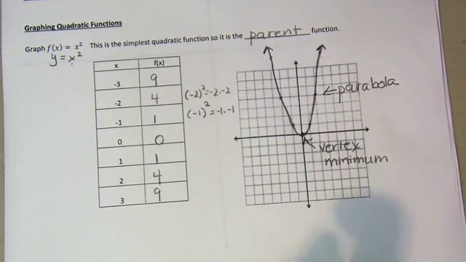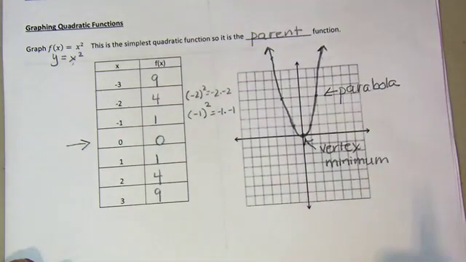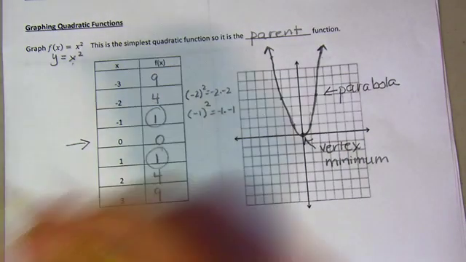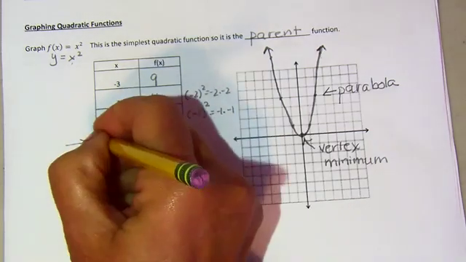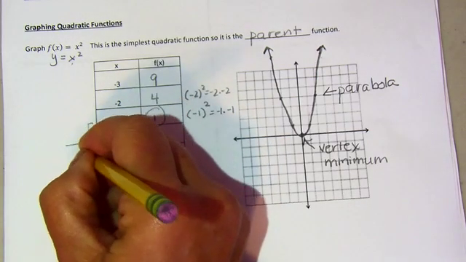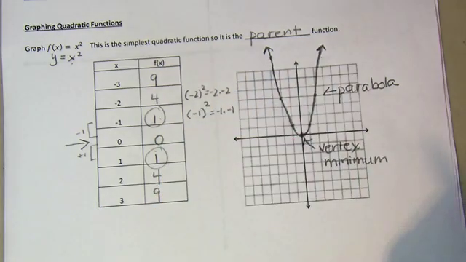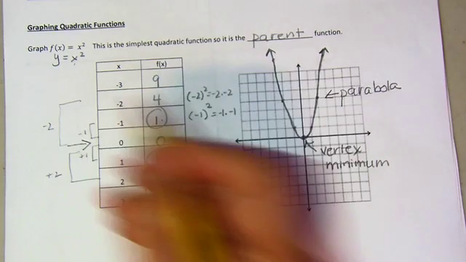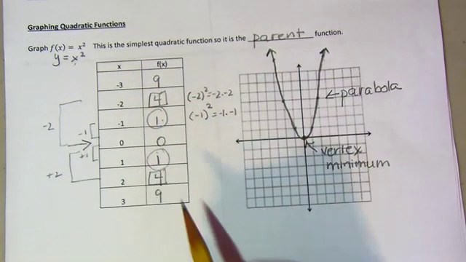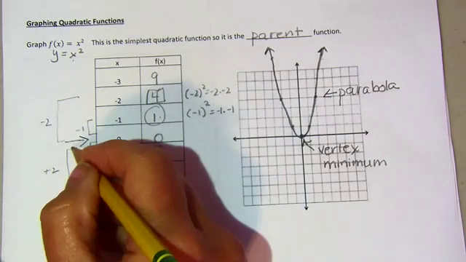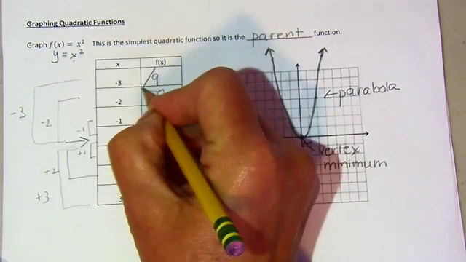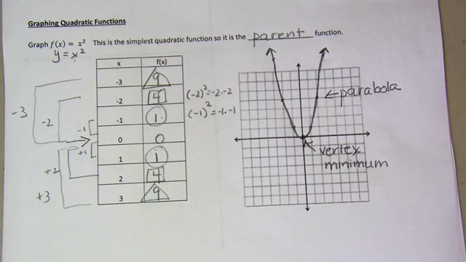Okay? Now, the other thing that I want you to know, so here's my vertex right here. The other thing that I want you to notice is the symmetry. What if I go 1 away from the vertex, if I add 1 and I subtract 1, the values are the same. If I go 2 away, if I add 2 and subtract 2, the values of the function are the same. And same thing, if I add 3 and I subtract 3, the values are the same. Okay, that's because quadratic functions take on this symmetry.